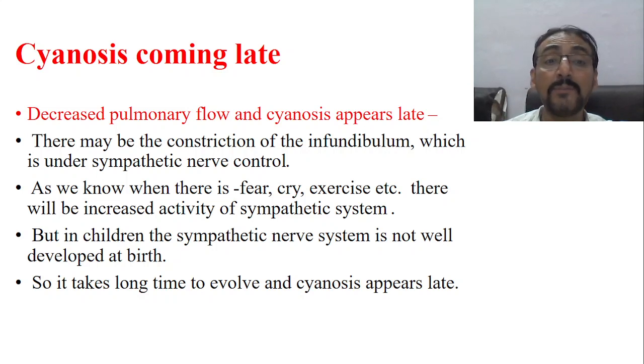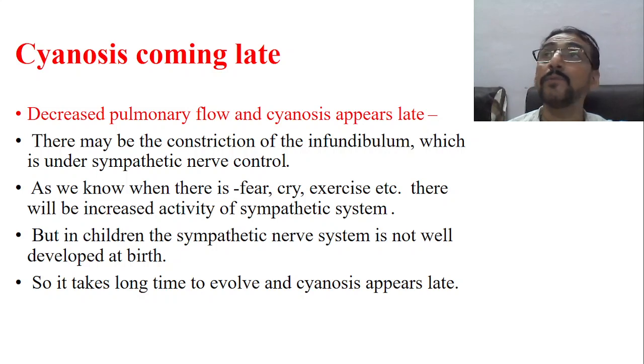So that will be under the control of sympathetic nerve system. But बच्चों में क्या होता है कि in children the sympathetic nerve system is not well developed. Therefore, during the fear also, during the exercise also, during the cry also, expected amount of sympathetic drive will not come, and expected amount of the blood ejection will not take place. So again, there is a decreased pulmonary flow with the cyanosis in case of infundibular constrictions.